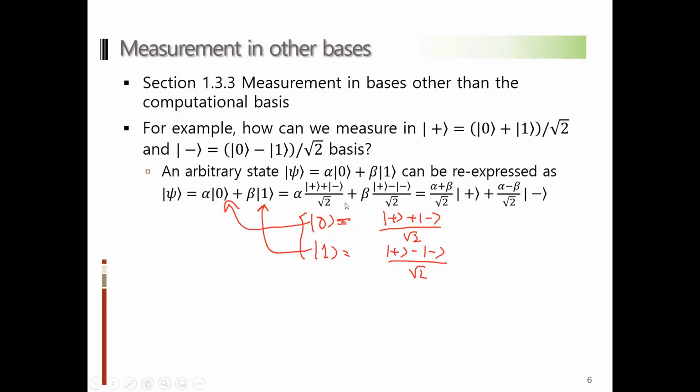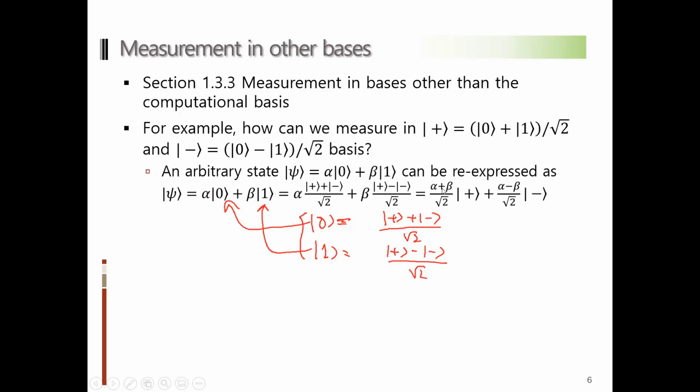And then if you just collect all the terms with the plus and minus term, then you would obtain this kind of situation. So measuring in different bases like plus and minus bases means that you just re-express the original quantum state using those spaces. And if one of these coefficients, or the probability amplitude, becomes 0, then in your measurement you will obtain only one of them.